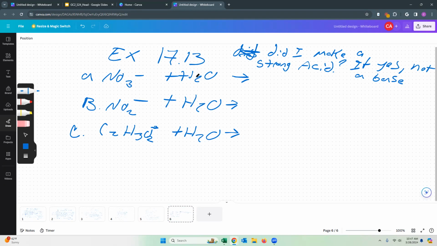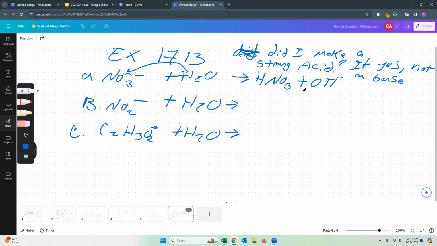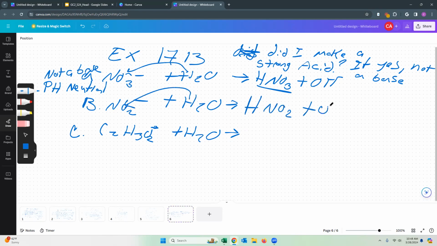All right, so let me do this. So A makes HNO3 plus OH minus. We go back to our previous slide. HNO3 is a strong acid. I create a strong acid. So NO3 minus, not a base. It is pH neutral in water. It doesn't react. Because if I reacted, I would immediately create a strong acid, which would recreate my NO3 minus. B. So I make HNO2 plus OH minus.